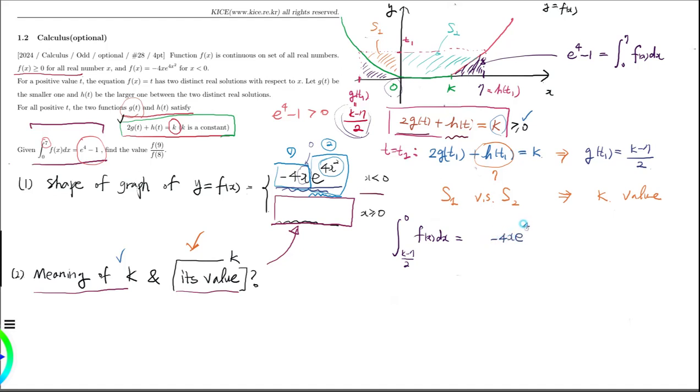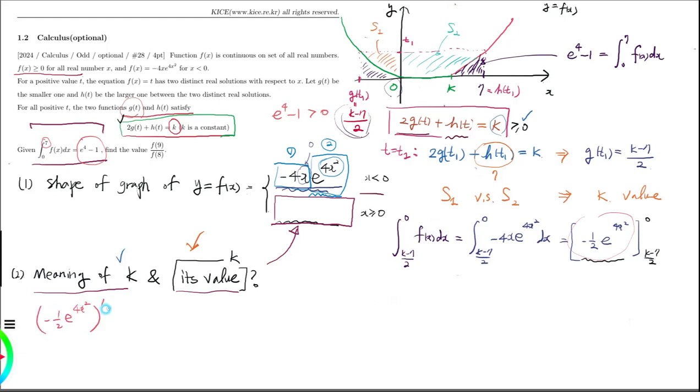antiderivative. The antiderivative of negative 4 times x times e to the 4x squared is e to the 4x squared times negative 1/2. You can check this out by taking the derivative of this function here. I'm going to do this one first here, but you can check this one by yourself.